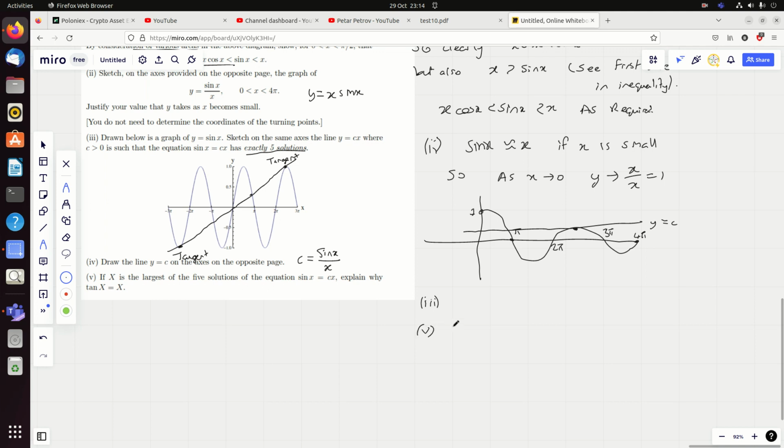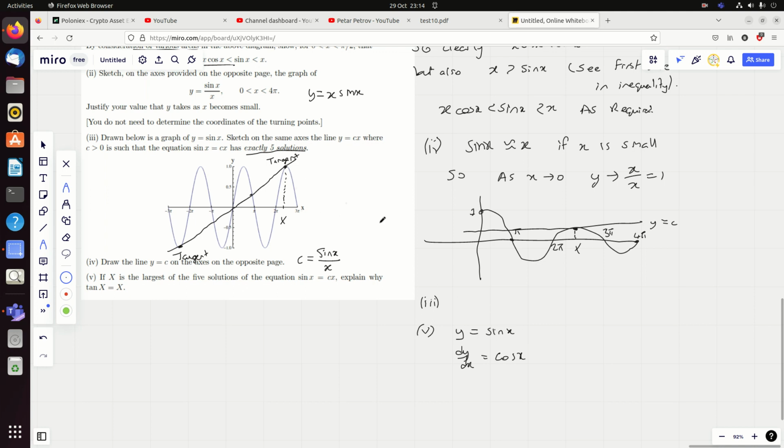Part 5, yeah. If X is the largest of the 5 solutions, so this is X here, or even on this diagram, X here, explain why tan X equals X. I think what they wanted you to do here, it's not what I did first time. First time I actually used the quotient rule, but I think what they wanted, and this is what I did a few minutes ago, is that they said at the start, didn't they, you're allowed to use that sine x differentiates to cos x in this question. So I might as well.